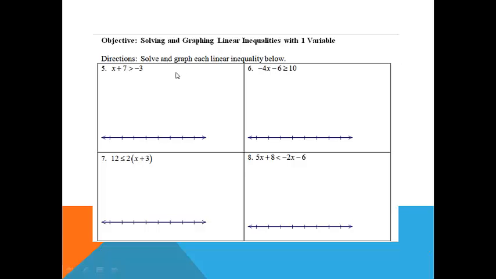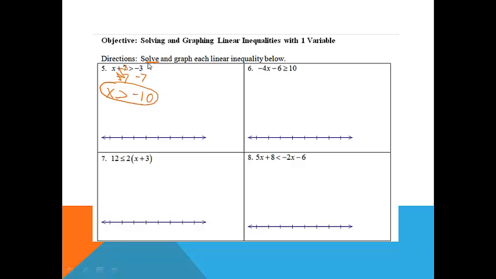All right, directions: solve and graph each linear inequality below. First one, x plus 7 is greater than negative 3. The first thing that I'm going to do is subtract 7 from both sides of the inequality. So I'll end up with x is greater than negative 3 minus 7, which is negative 10. So actually that is my solution.